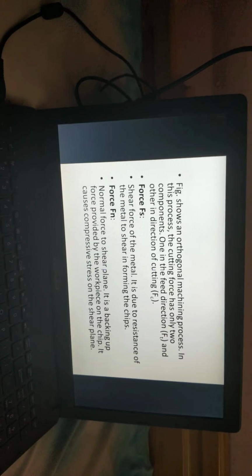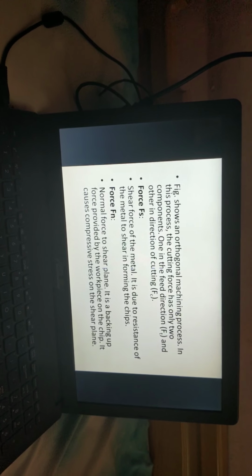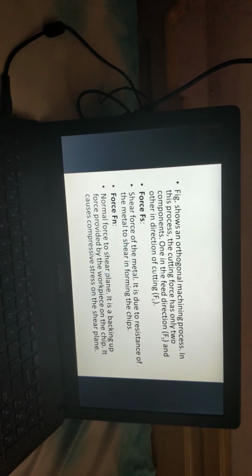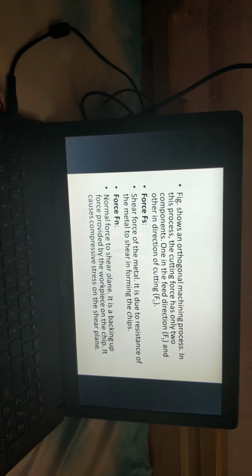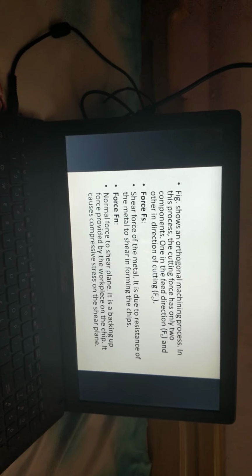The figure shows the orthogonal machining process. In this process, the cutting force has only two components, one in the feed direction Ft and the other in the direction of cutting, that is Fc. Force Fs, the shear force on the metal, is due to the resistance of the metal in shear in forming the chip.